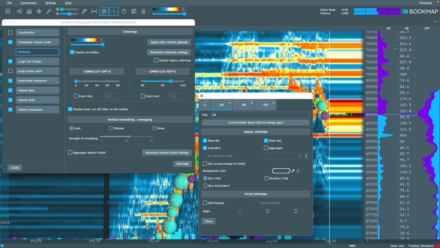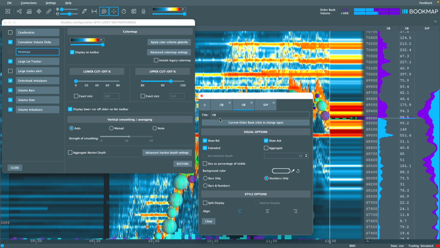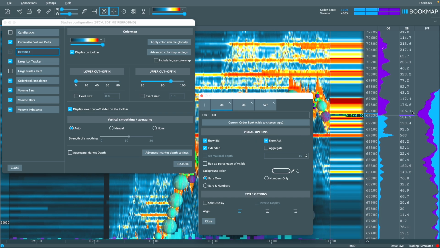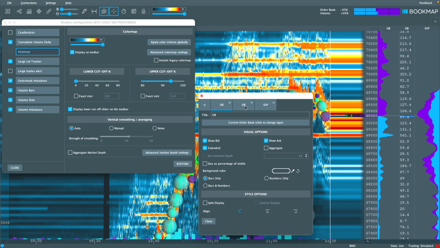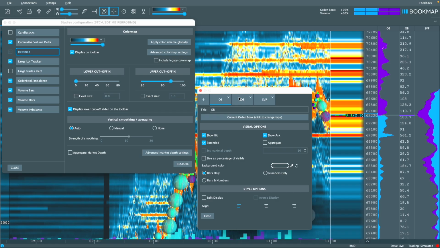So when we open the settings, you can name the title of that column here. I have created two separate order book columns, one just for bars only and the other just for numbers only. You can have these in the same column. However, I can't really see the numbers when it's on top of the bars, so I have separated those into two different columns, but you're welcome to include both into one column.